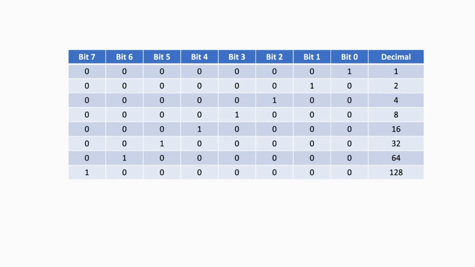So here are going to be the different types of patterns that I'm going to be using. So this first one, bit 0 will be 1, so the decimal is going to be 1. Then bit 1 is going to turn on, which is the second LED, so decimal 2 is going to be next. Then the next one is 4, 8, 16, 32, 64, 128.